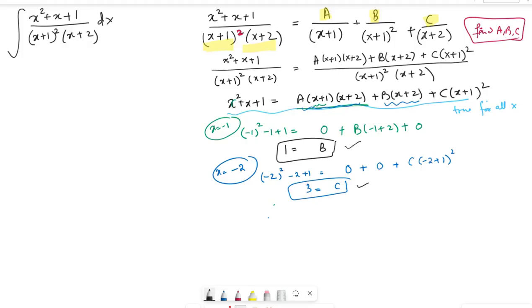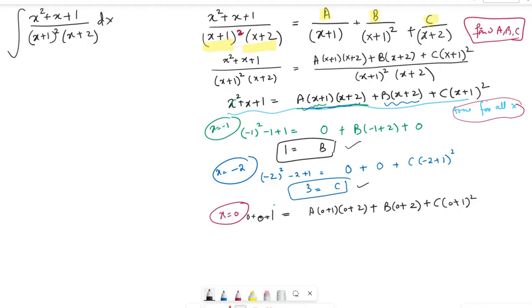A is still left. As I said, this is true for all x. So it should also be true for, say, x equal to 0. You can pick something which will help you calculate it easily, okay? So plug 0 everywhere. 0 plus 1 on the left side, right? Here, A times 0 plus 1, 0 plus 2, plus B times 0 plus 2, plus C times 0 plus 1 whole square. Let's see what this gives you.